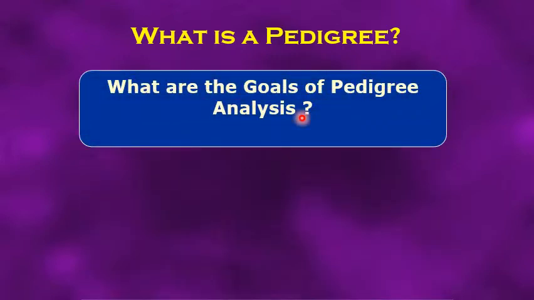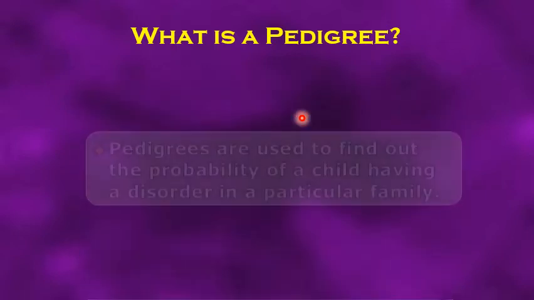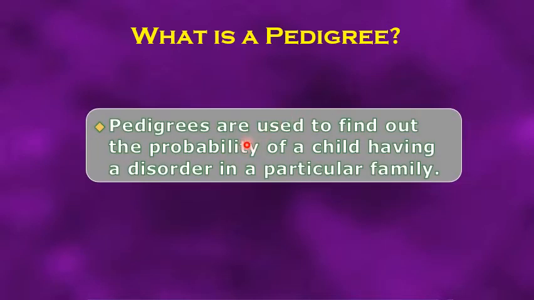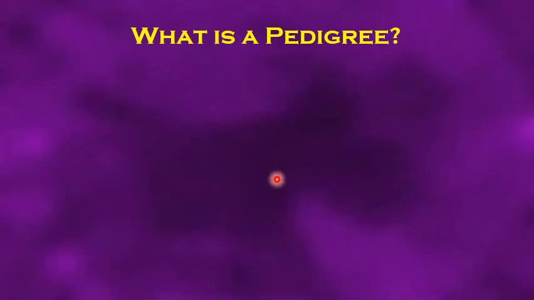What are the goals of pedigree analysis? First, pedigrees are used to find out the probability of the child having a disorder in a particular family. يعني من خلال البيديجري يمكن معرفة احتمالية إصابة طفل باضطراب أو خلل وراثي في عائلة معينة.